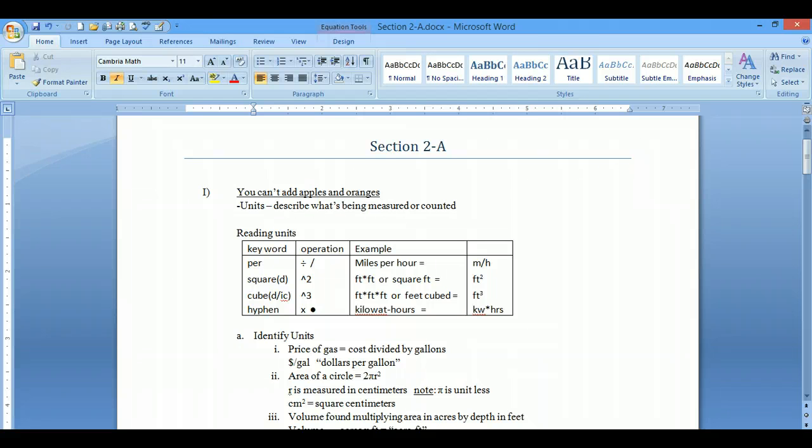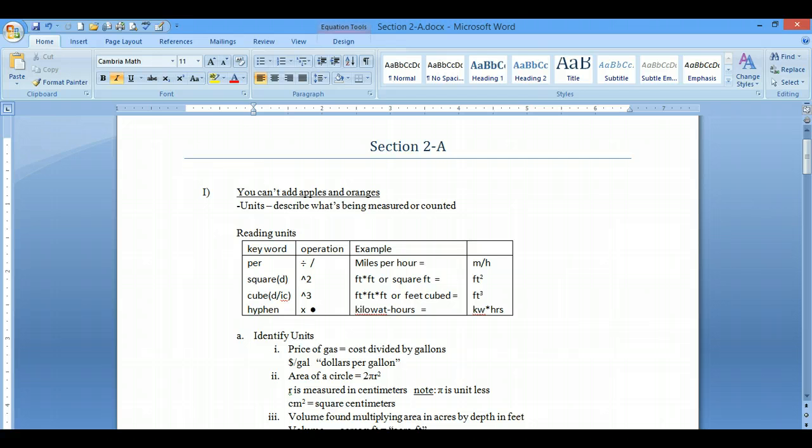We're going to talk about units. You can't add apples and oranges. A unit is describing what's being measured or counted. In reading units, we have several operations. It's kind of like translating from math to English or symbols.